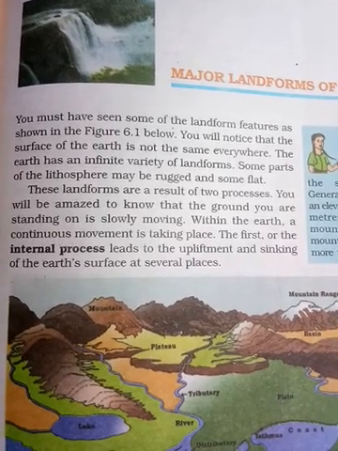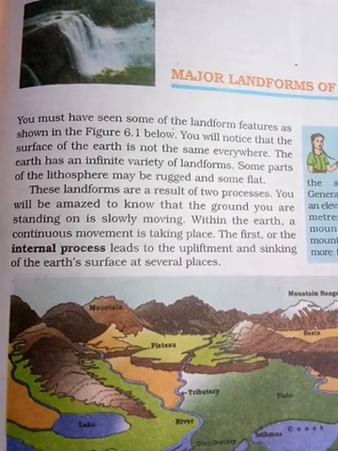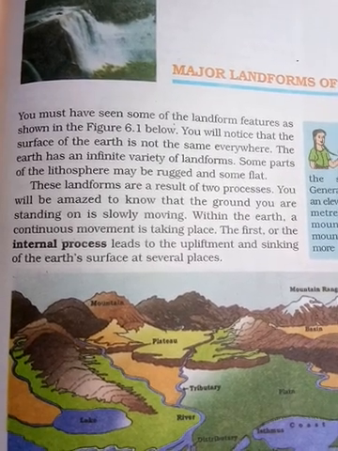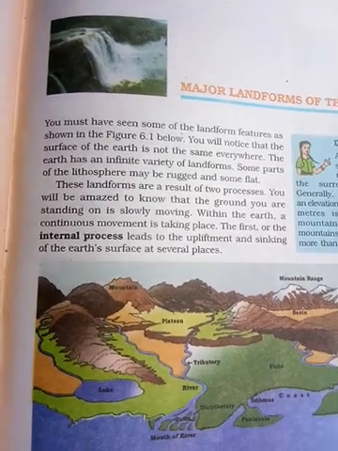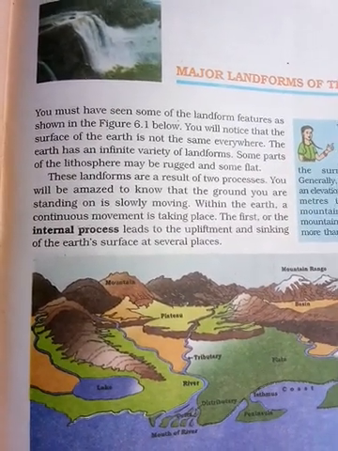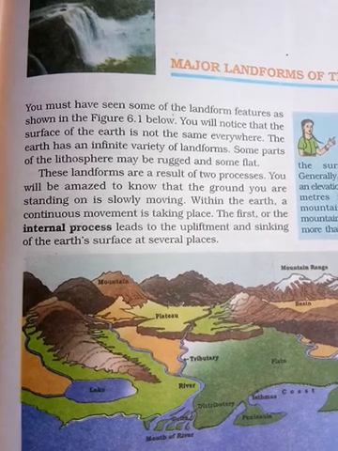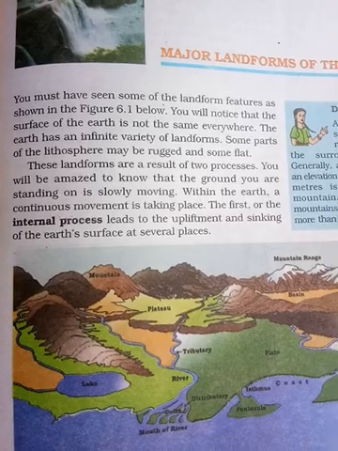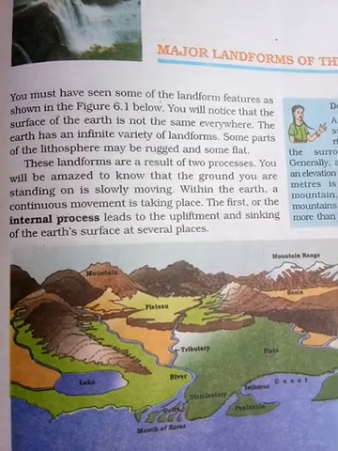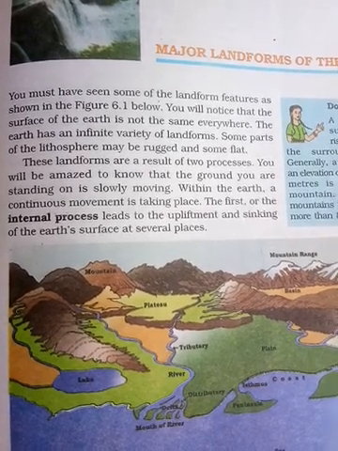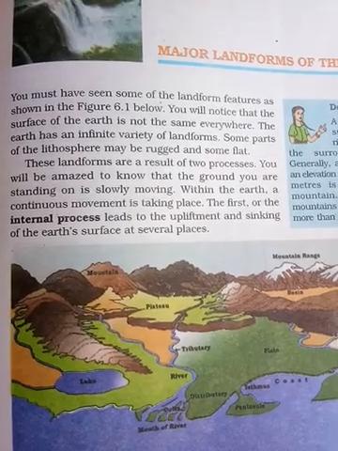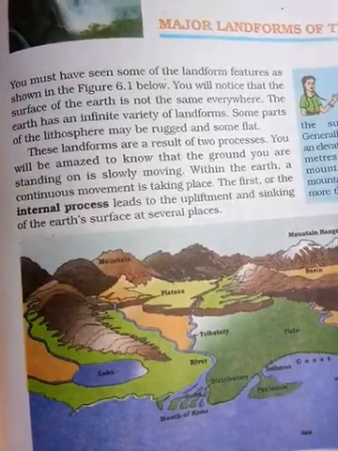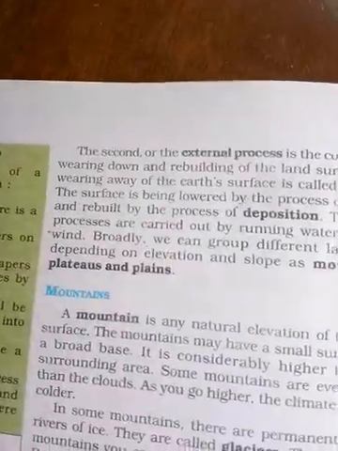The first, the internal process, leads to the upliftment and the sinking of the earth's surface at several places. So look here, due to the internal process, that means underground, sometimes the land is uplifted, and in some areas the land sinks on the earth's surface. That means they are not the same everywhere, due to internal force. And the second one, let us see.